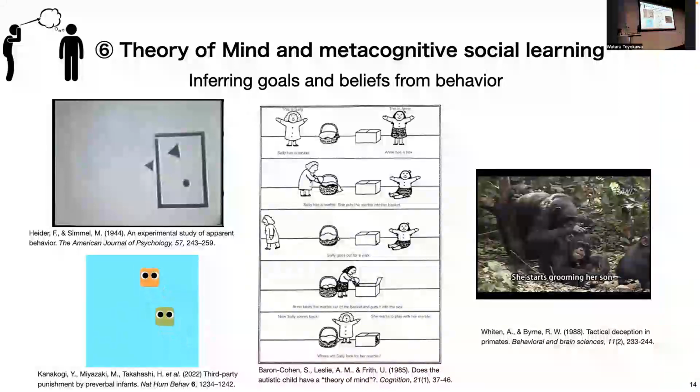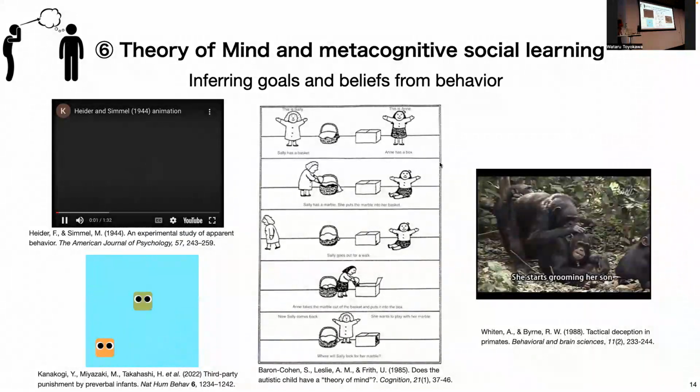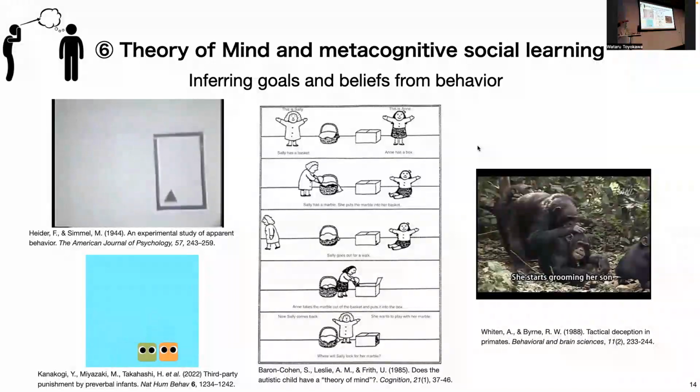For example, these are very well-known classic works. Here the shapes are just abstract shapes moving around. But you can see some drama happening, right? Although it doesn't make any sense, these are just triangles and circles, but we humans are inclined to interpret, or project, some social context and agency onto them, even though they are just abstract shapes.